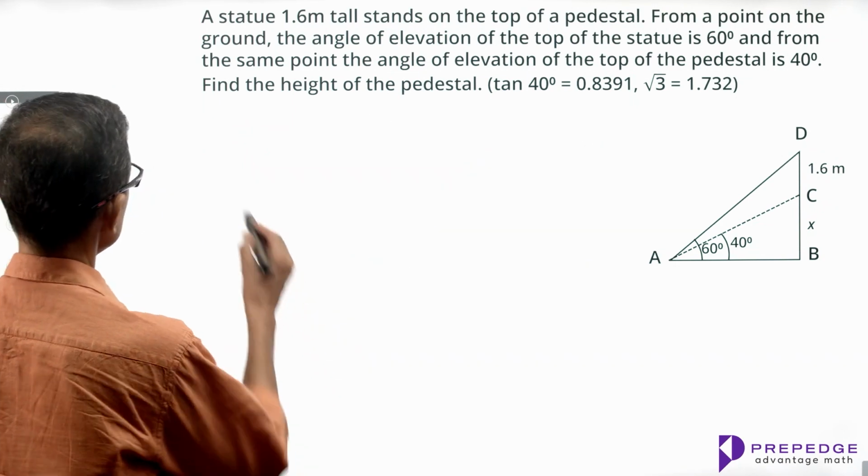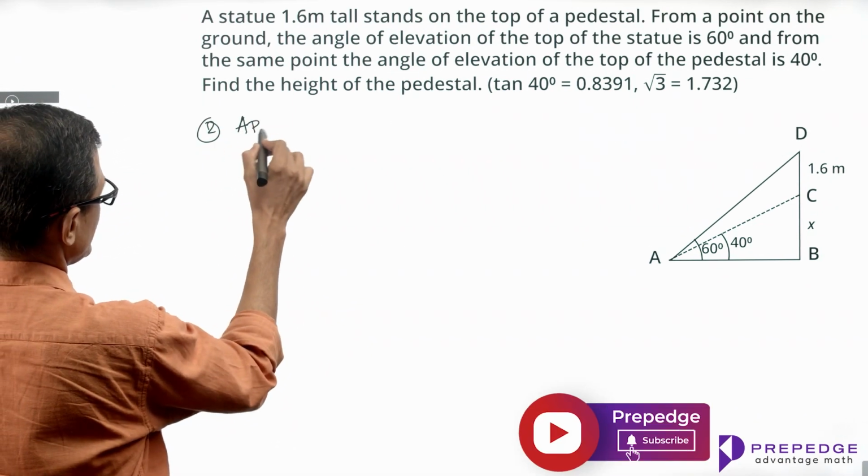Let's move to step 2. We're going to look at the second right triangle that we have, which is right triangle ABC.